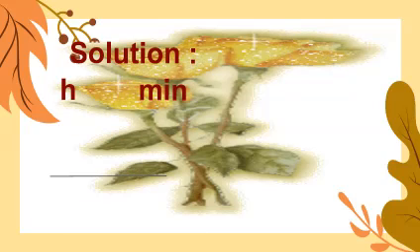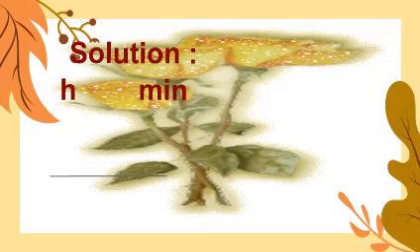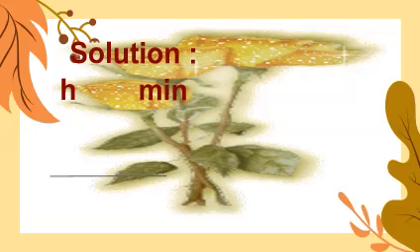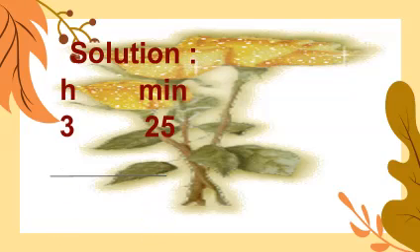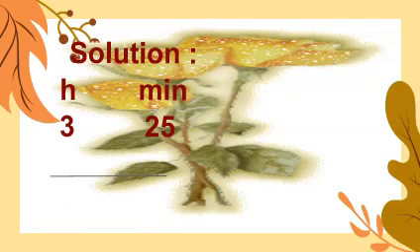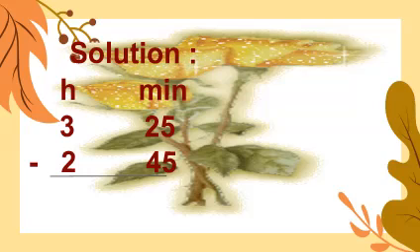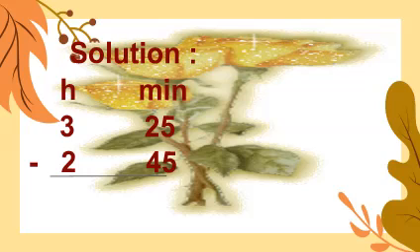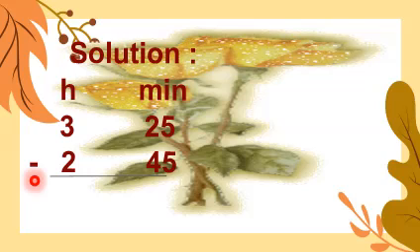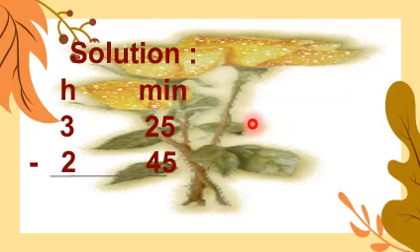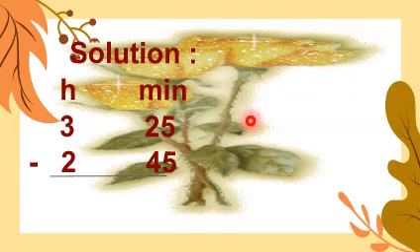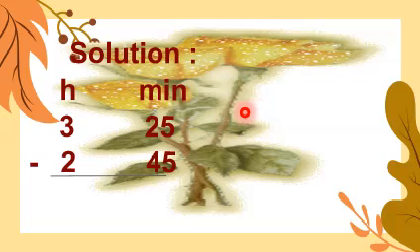First we will write the time in hours and minutes column. Sania takes 3 hours and 25 minutes to complete the task, while Sabha takes 2 hours and 45 minutes to complete the task. Now we have to find the difference of the time, as well as we will find who takes more time to complete the given task.